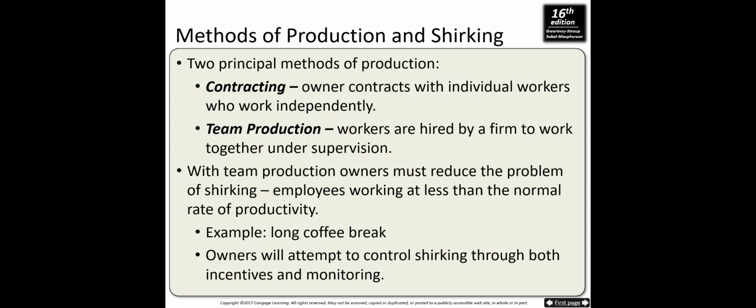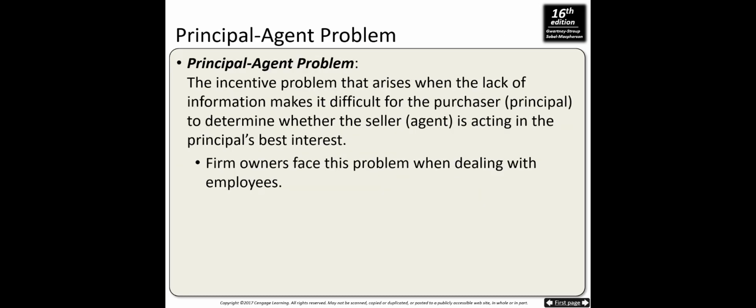Owners will attempt to control shirking through both incentives and monitoring. So the owner or the manager could provide incentives for hard work or monitor the employees, but monitoring is costly as well. What is the principal agent problem? This is the main problem because of the teamwork. The incentive problem that arises when the lack of information makes it difficult for the purchaser, which is the principal, to determine whether the seller agent is acting in the principal's best interest.